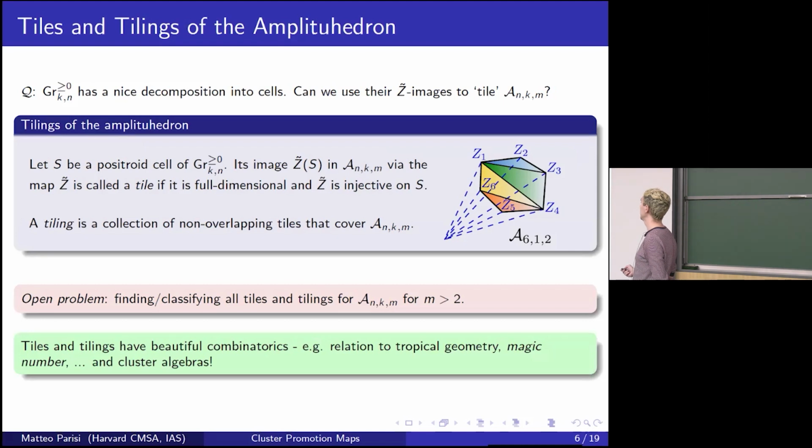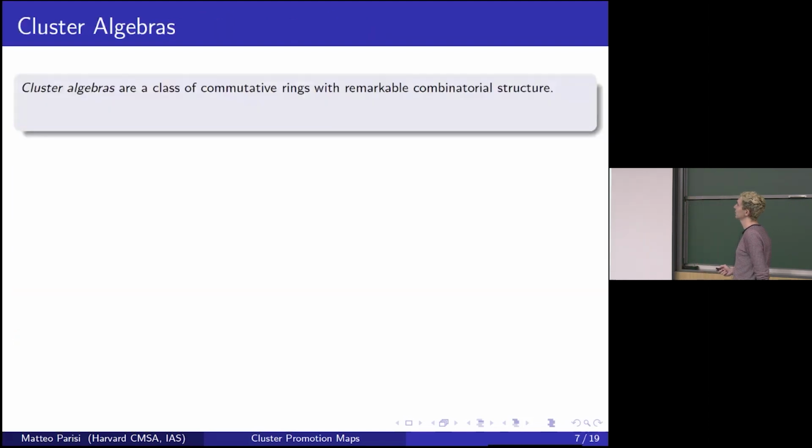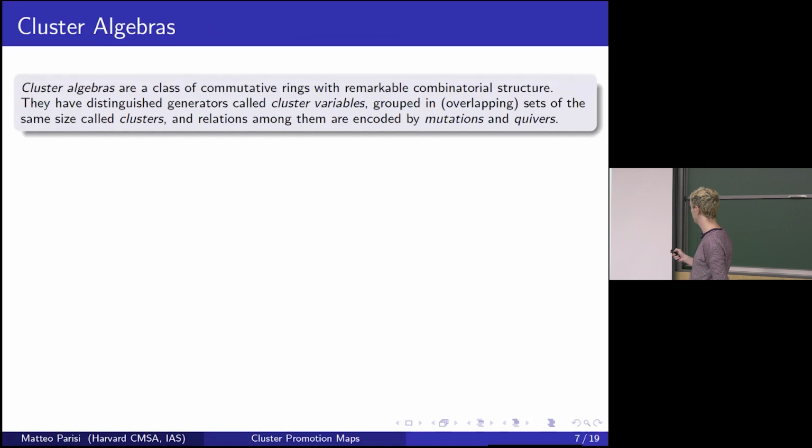And in general, tiles and tilings have very beautiful combinatorics. I could give entire talks on this that are related to tropical geometry, something called the magic number. But also, crucially, it has relations to cluster algebras. Okay, that's the last background material. We already heard something about cluster algebras, so I won't be too detailed. But feel free to ask me later if you want.